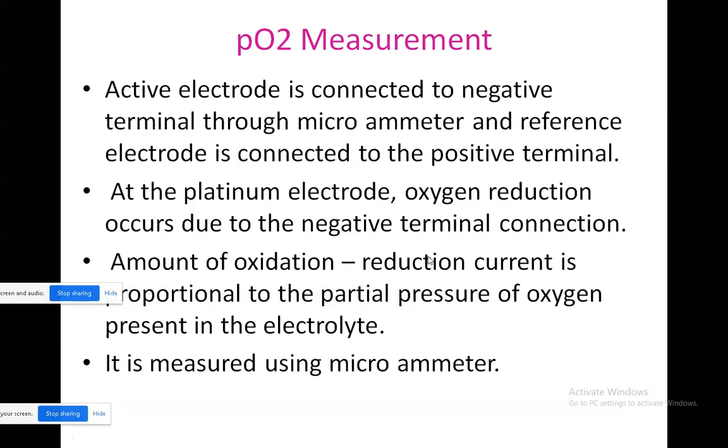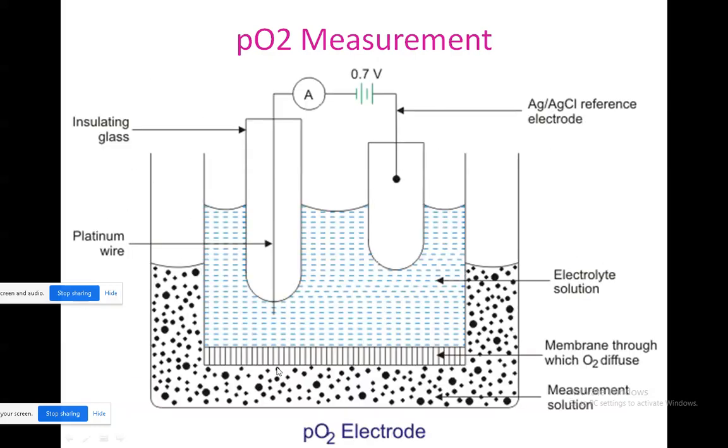The amount of oxidation reduction current is proportional to the partial pressure of oxygen present in the electrolyte. The amount of oxidation reduction current is measured in the ammeter, which is present in between the two electrodes, the active electrode and the reference electrode. So the measured current value in the ammeter is proportional to the partial pressure of oxygen present in the electrolyte solution. The oxygen content is measured in the current across the two electrodes.